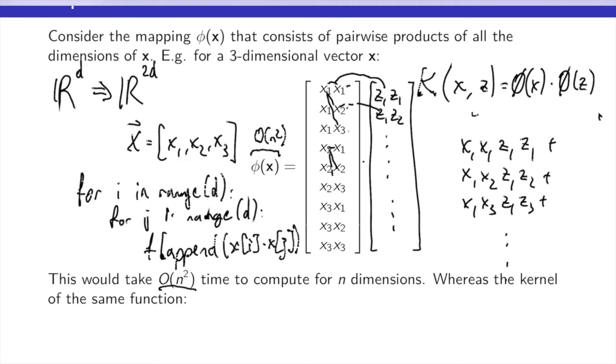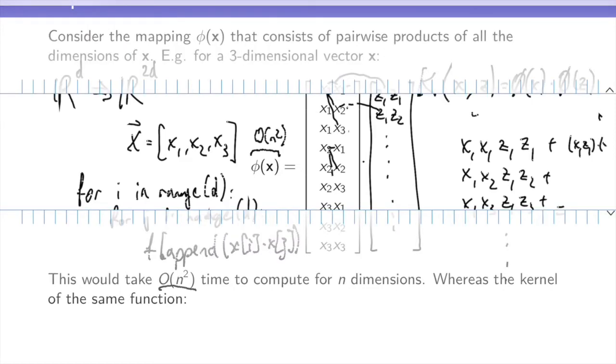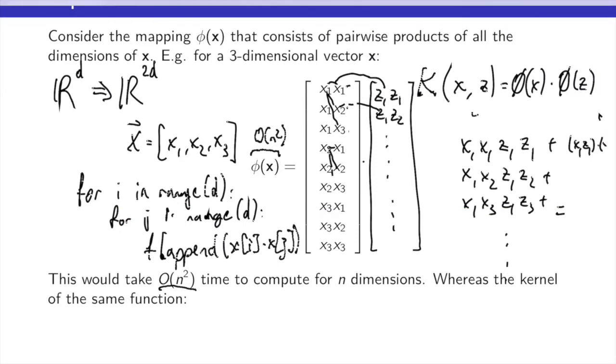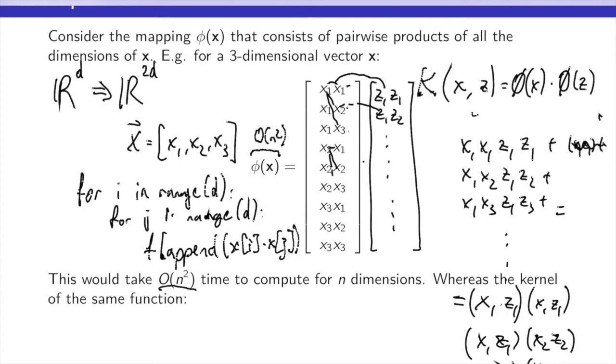But now if you regroup these, you find something interesting. You can regroup them as products of x and z. So this is essentially equal to saying x1 times z1 and x1 times z1 again. And here you can have x1 z1, x2 z2, and this one is x1 z1, x3 z3, and so on and so forth.